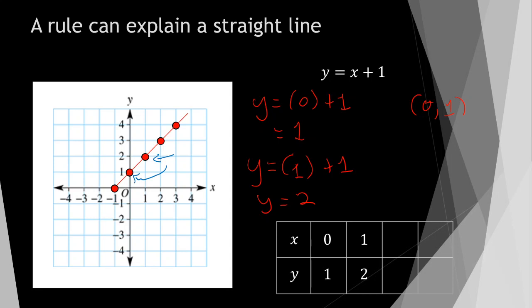This rule here that you see at the top of your screen will pretty much continue on giving you the correct points until however long you want to go. But we're just going to stop at 4. So when x equals 2, y equals 3. When x equals 3, y equals 4. So pretty much, whatever the x value is, just add 1, and that will give you your y value.